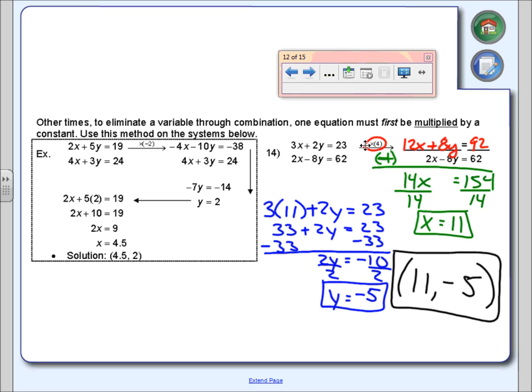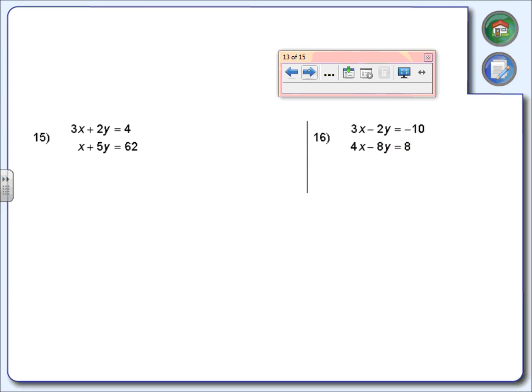So I had to add one little extra step, and that was to multiply the first equation by 4, that way the y's would eliminate. So you may have to add that extra step. All right, let's go to the next one. We've got two more examples that we're going to look at, starting with number 15 here. Just like number 14, right now nothing's going to eliminate. So I need to multiply one of the equations by something.